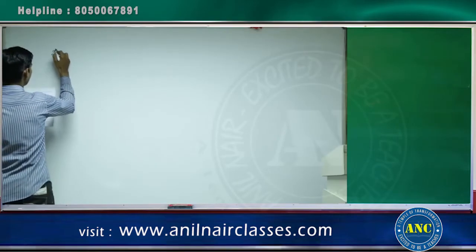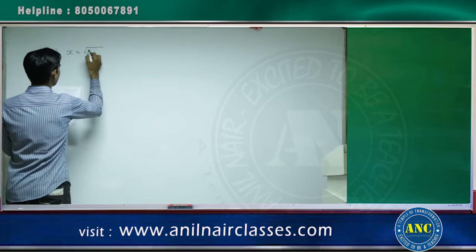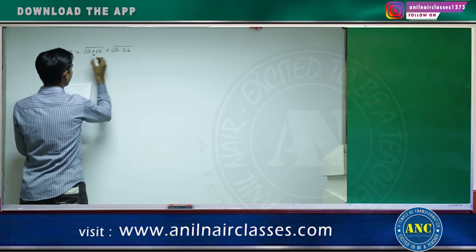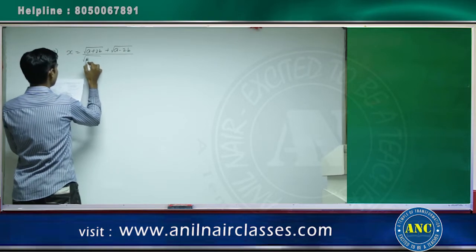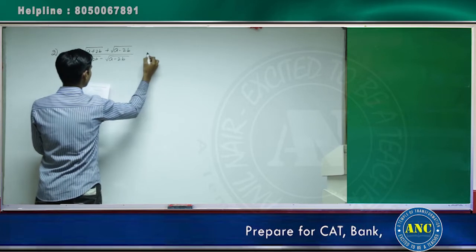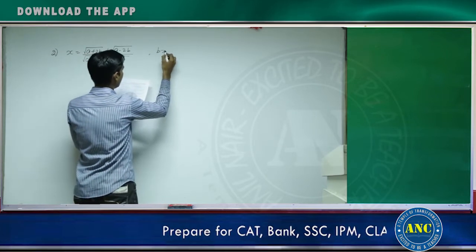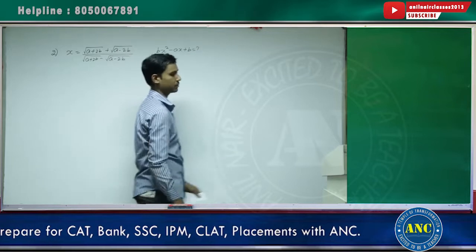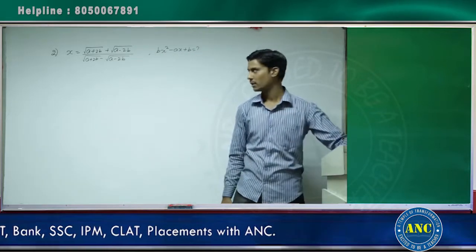If x is equal to square root of a plus 2b plus square root of a minus 2b, divided by square root of a plus 2b minus square root of a minus 2b, now they are asking you to find the value of bx square minus ax plus b. Now see here. Listen to this.